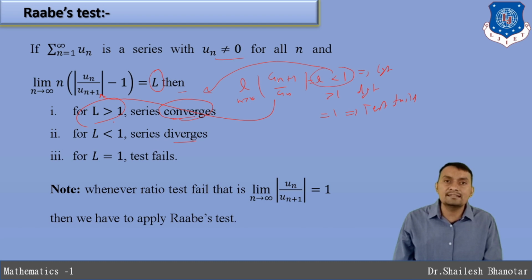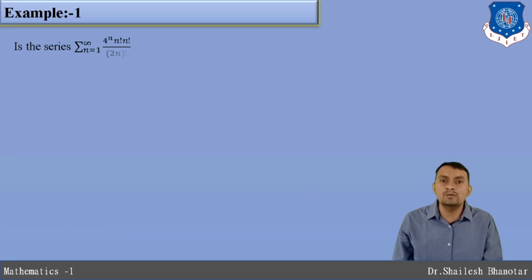So it is clear that whenever you apply the Raabe test, if you get L greater than 1, the series is convergent. L is less than 1, the series is divergent. Equal to 1, again the test is failed. Again further investigation is required. So simply one note: if the ratio test failed, that means you get this one, and then apply the Raabe test. So let us see the first question.